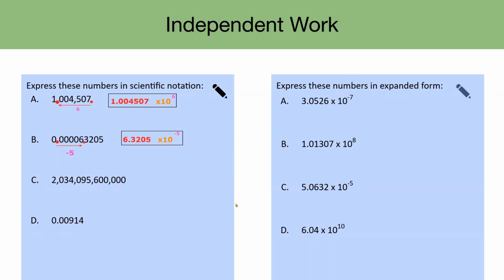So what about a huge number? One that is in the trillions? Well, letter C helps us out there.